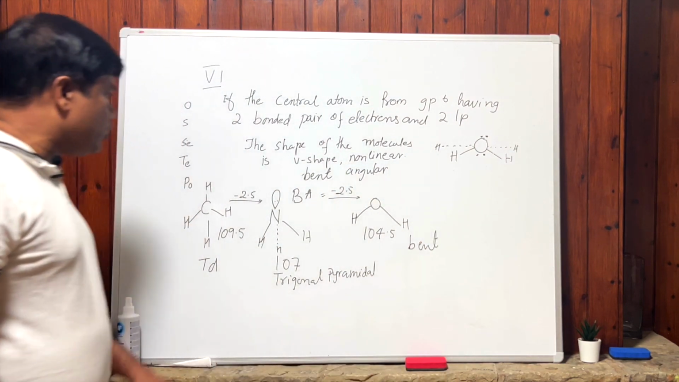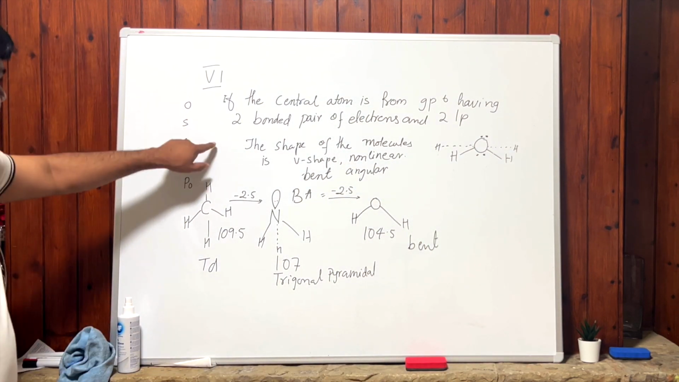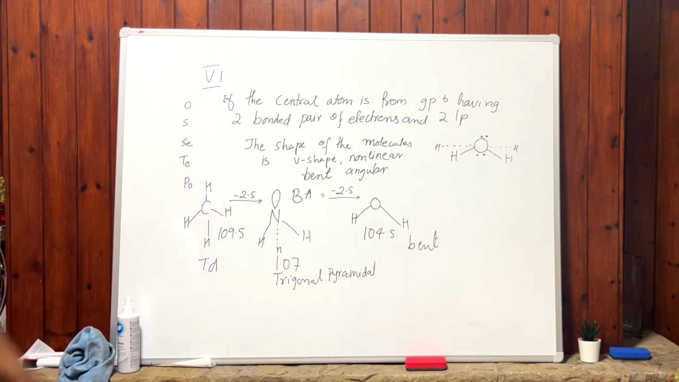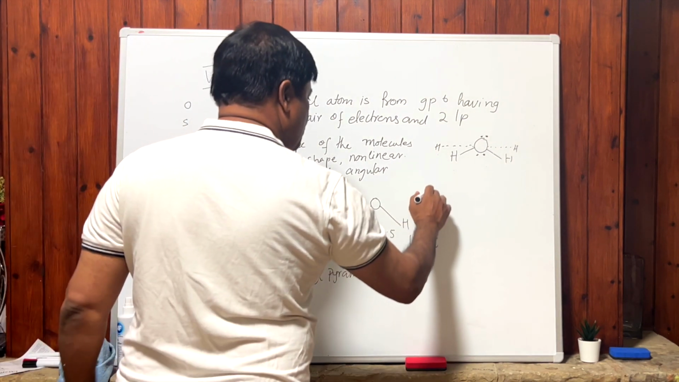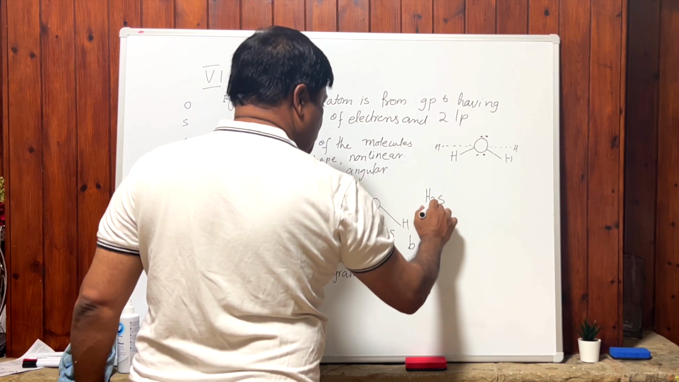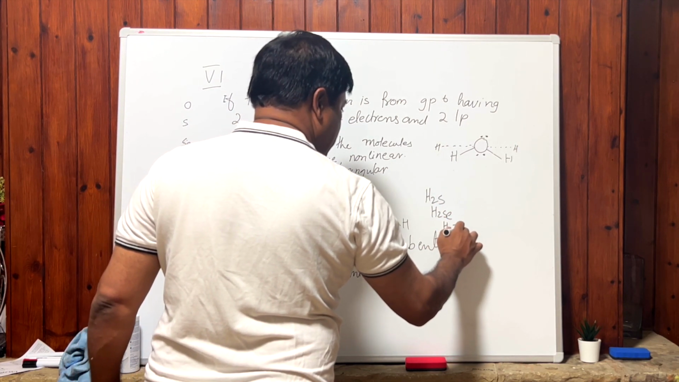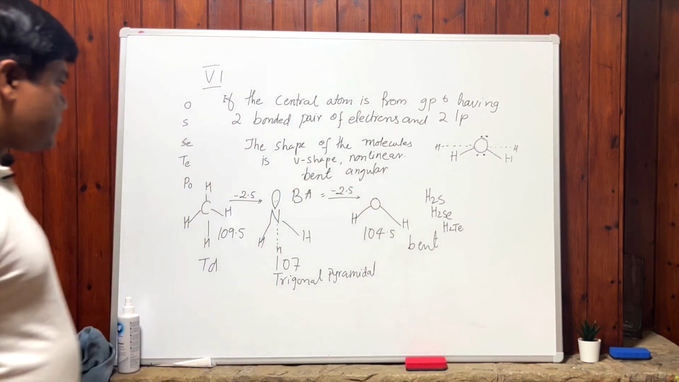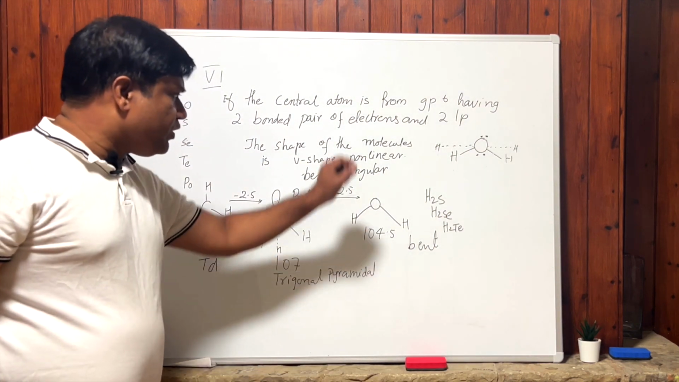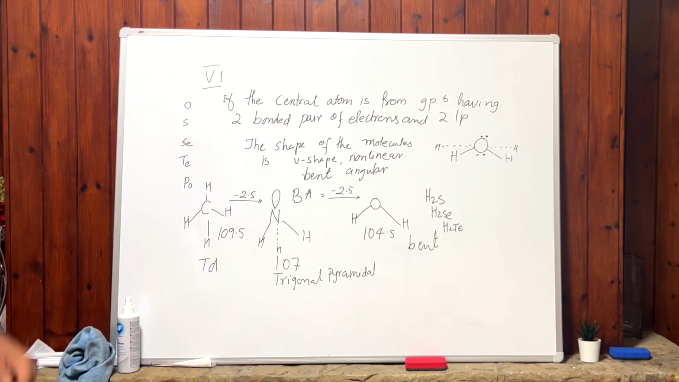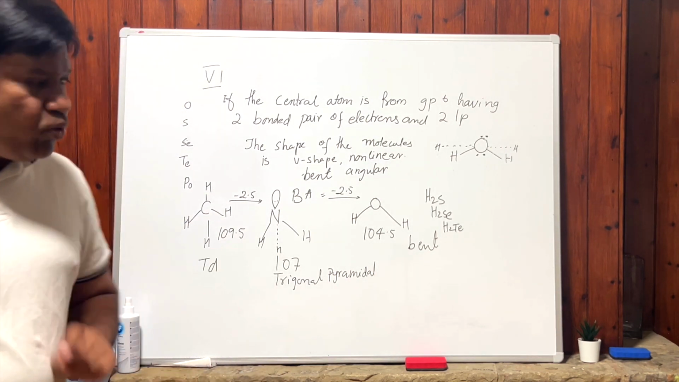Not only the water molecule. If the central atom is from group 6, like H2S, H2Se, H2Te, with tellurium, selenium, all of them have a non-linear shape, bond angle 104.5.